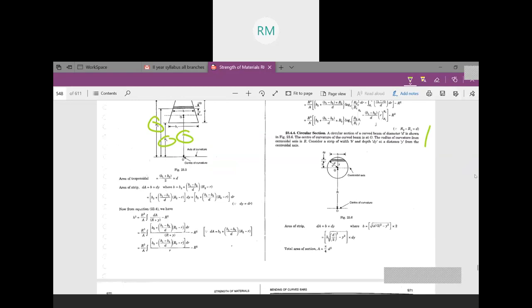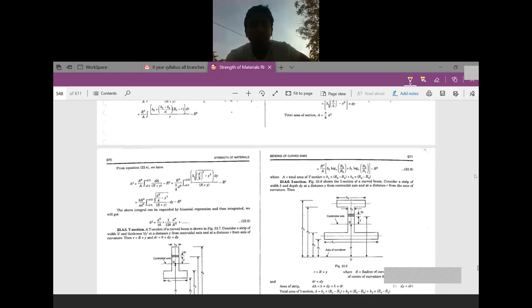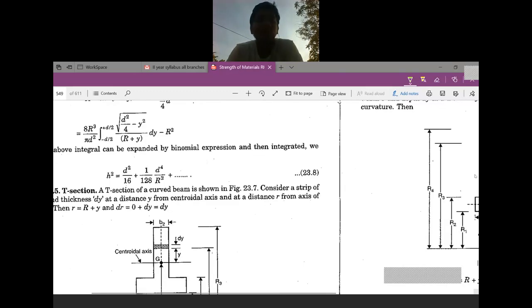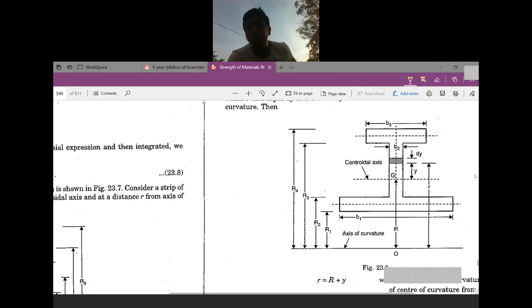Next you have the circular section. For the circular section also, we have derived the value of h square. This will be h square is equal to d square by 16 plus 1 by 28 d to the power of 4 by r square. This is the formula for the circular section. These are the basic formulas you need to know to solve the problems.